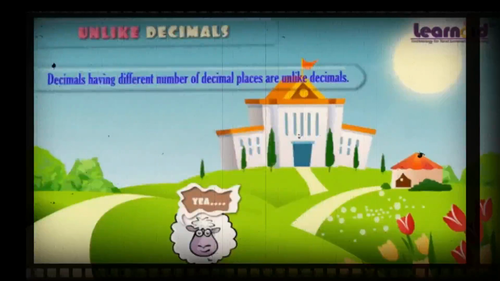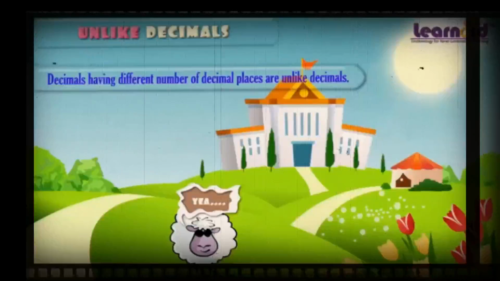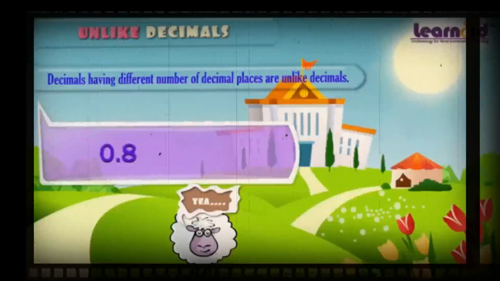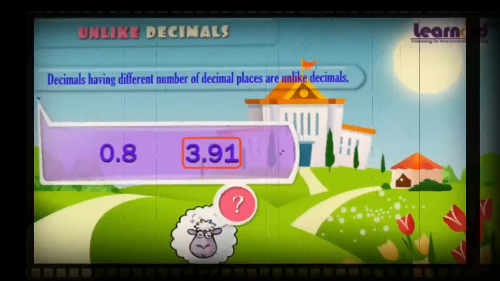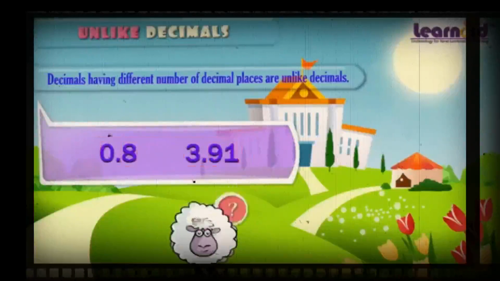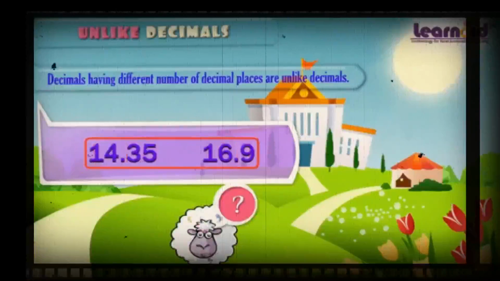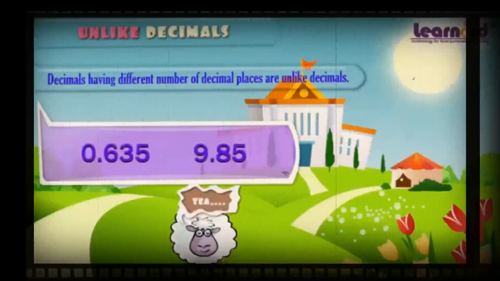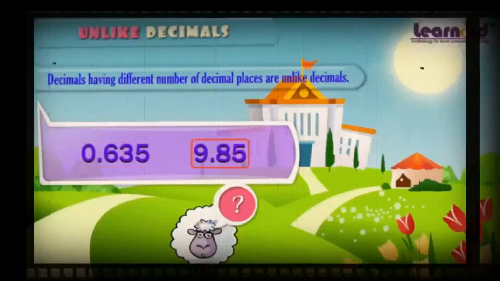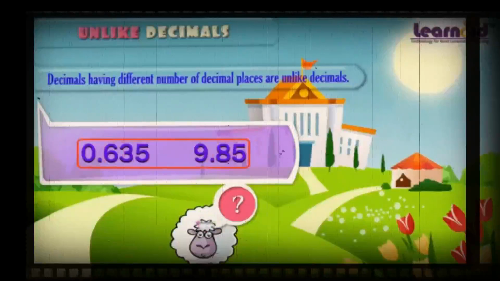Decimals having different numbers of decimal places are unlike decimals. For example, 0.8, 3.91, decimal places are different here. 14.35, 16.9, decimal places are different. Similarly, 0.635, 9.85, decimal places are different, so these are unlike decimals.